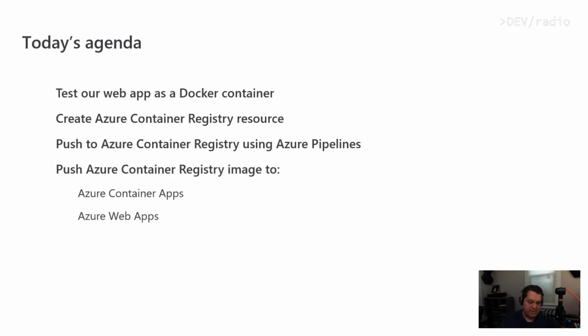We're going to have a web app, and we're going to test it as a Docker container. We're going to create an Azure Container Registry resource. Everything I'm showing you, you could do with ACR, but you could definitely do it with Docker Hub or any other type of container registry that you prefer that supports that standardized Docker format. Once we have that, we are going to automatically push our image to that Azure Container Registry instance using our Azure Pipelines. Then we'll take the image in ACR, pull it locally, and push it out to Azure Container Apps and Azure Web Apps. We'll have a lot of fun.